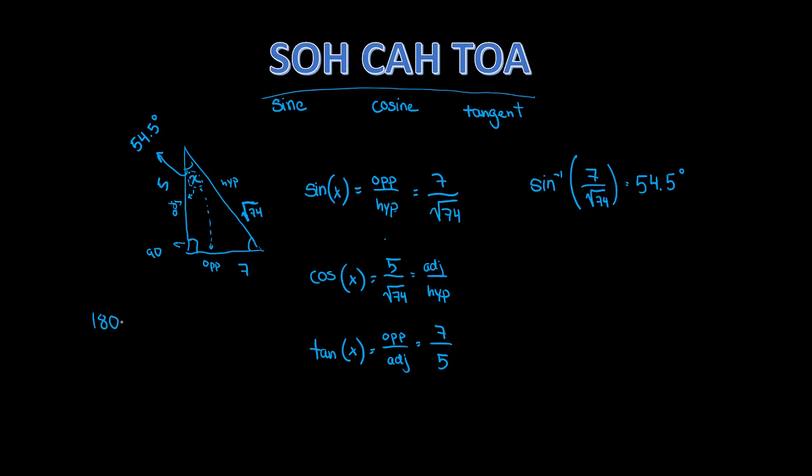Or what I could do is, since I know that this is 90 and this is 54.5, I could do 180 minus 90 minus 54.5, and that gives me angle y, because all the angles should add up to 180. And that way I've found all the angles and all the sides of my triangle.